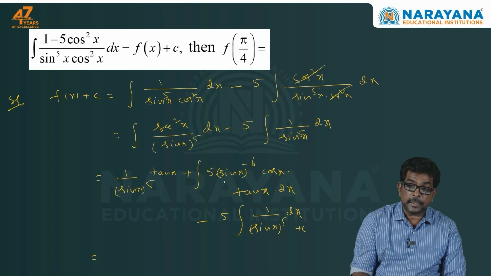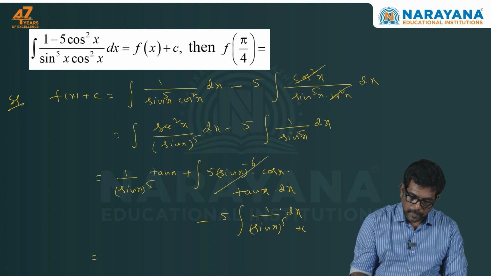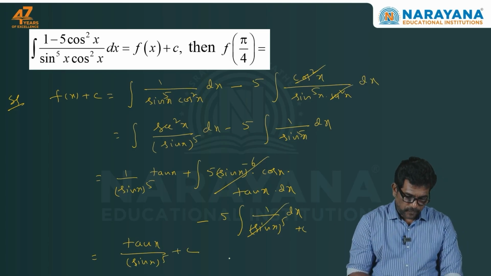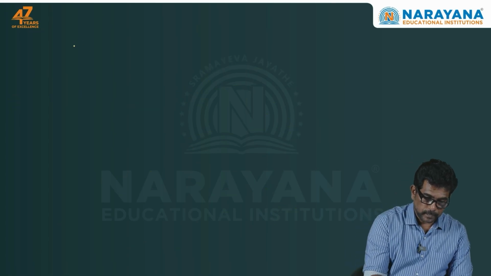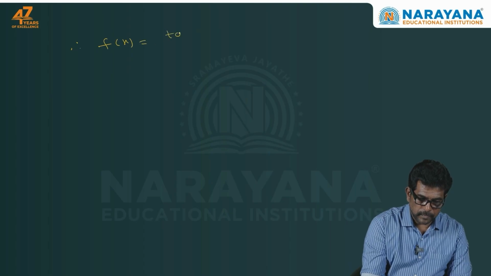Now by simplifying, the integral of 5 times (sin x)^(-6) cos x into tan x dx is the same as 5 times the integral of 1 by (sin x)^5 dx. Both are cancelled. So this becomes tan x by (sin x)^5 plus c. Therefore, f of x is equal to tan x by (sin x)^5.